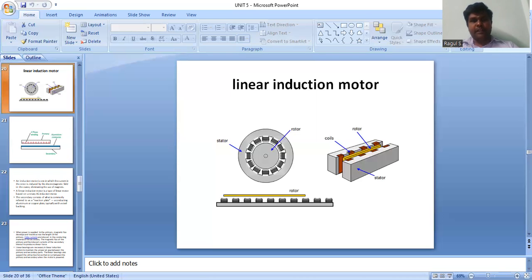Then there is the two-field system. One is the short primary, next is the short secondary, and the third is the two-field system. In this two-field system, there is a primary system on either side of the secondary, as indicated in the figure. It is often used as it minimizes the leakage fluxes and avoids magnetic attraction between the moving parts and the reaction rail, which exists in either of the earlier two types.